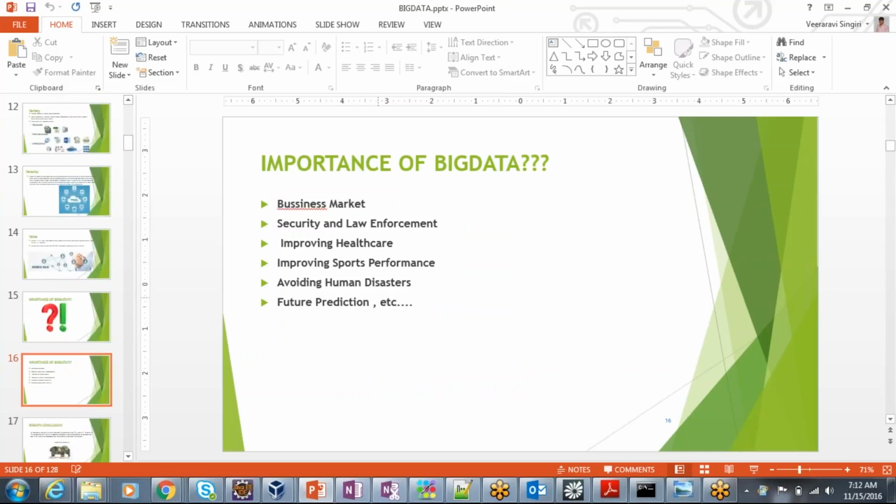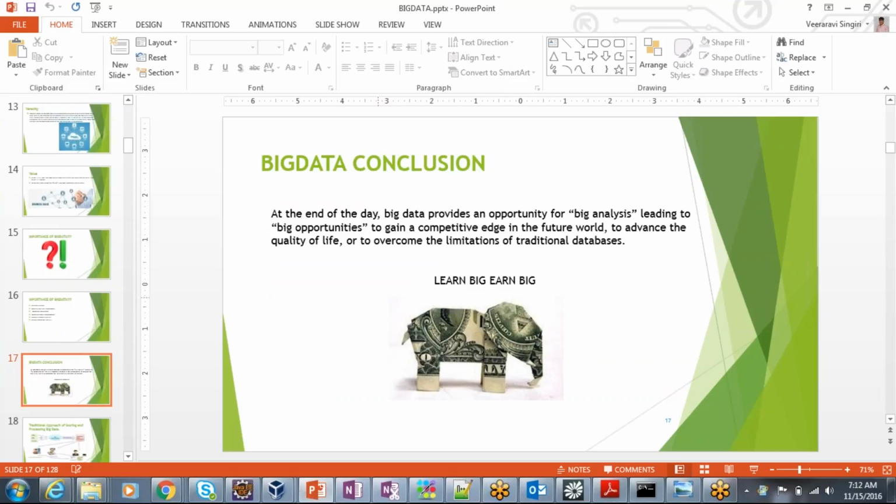How important is this? It's important to understand the business market, social security, law enforcement, improving healthcare, sports, natural disasters, or future predictions. So why do we need to learn big data? Because if you learn big data, at the end of the day we'll be doing big analytics and getting big results. If you have big results, you'll get big opportunities to improve your business. So what is the conclusion? Learn big data and earn big.